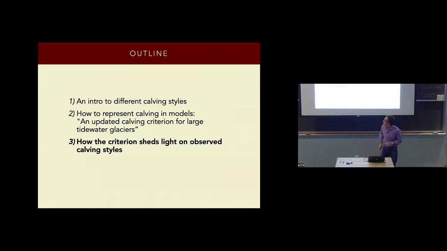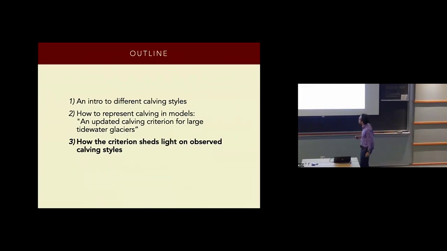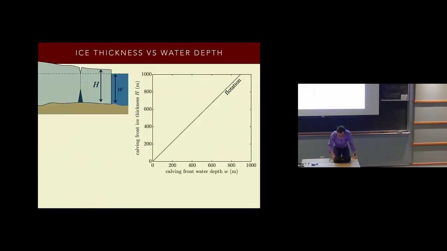But I just want to highlight one thing, because I think this criterion sheds some really interesting light on observed calving styles. So I'm going to do this plot, and Catherine, I'm sorry, we flipped the axes compared to your plots here. So this is calving front thickness on H and calving water depth on W. And so you can think of it like a 400-meter thick glacier advancing into deeper and deeper water, and at some point it starts floating, right? And so whenever it hits that flotation line, it starts floating.